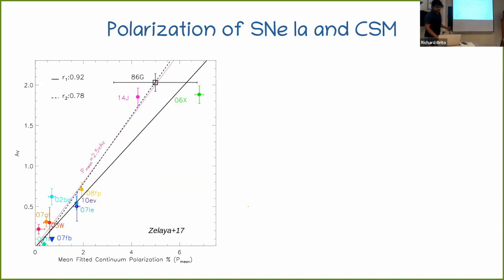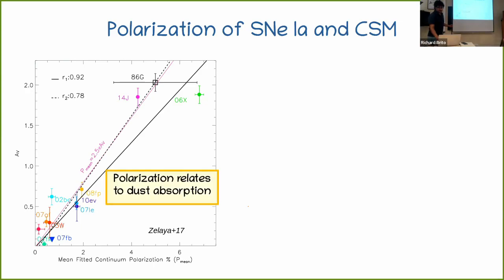So here are some observations from type 1a supernovae. Here on the x-axis, you have polarization degree measured for some of these type 1a supernovae. On the y-axis, you have AV. AV is the quantity of absorption of dust, right? And so it's interesting because it's telling you that the more polarized supernovae actually suffer more from dust extinction, which is something that I already mentioned. And it sort of makes sense, but it's quite a strong relation.